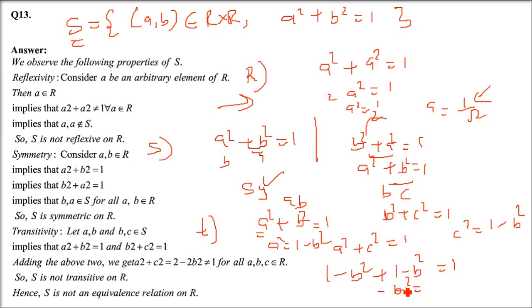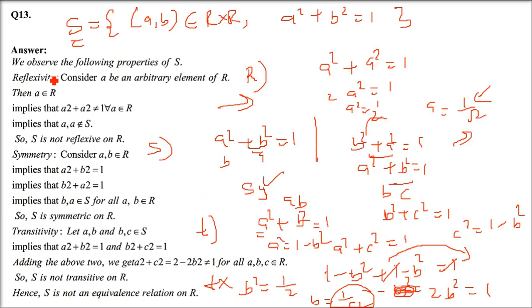If it is not valid, we can easily say that this is not transitive. So we have minus 2B square. Let us take it to the positive side. So we'll make it 2B square. 1 gets cancelled, so 1 will remain only. 2B square equals 1. So B square will be what? 1 by 2. So B will be equal to plus minus 1 by root 2. Again the condition fails as far as the relation and the set is concerned. So it is not transitive. So S is not an equivalence relation here. Reflexive failed, transitive failed, only symmetric it is.